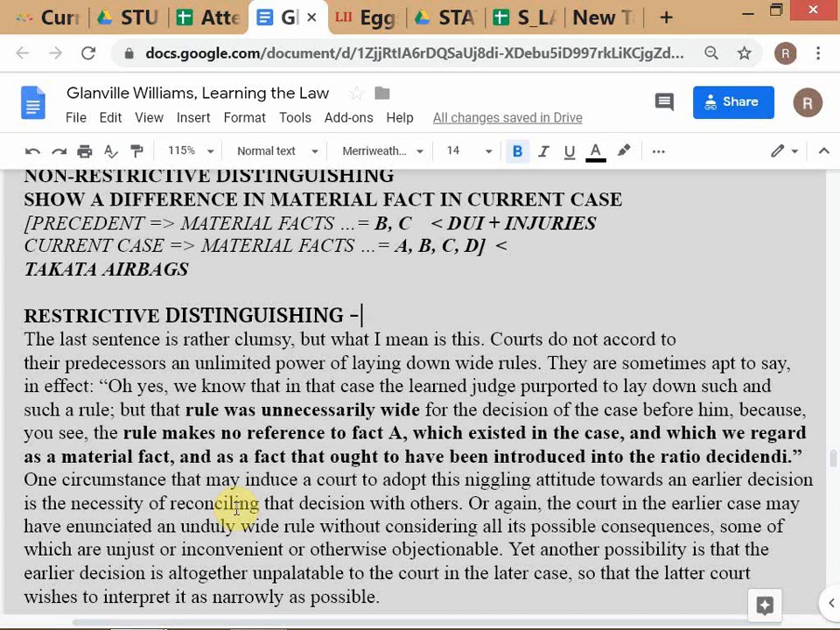In the non-restrictive one, we do not make such an allegation. We don't say that the court failed to notice any material fact. All we are saying is that in my case, there are some other important material facts, like my client wasn't drunk, as was true in the precedent case. My client's car had some mechanical problems, which was not true in the precedent case. So I'm citing some relevant facts from the current case, which are very different from what was happening in the precedent case. Is this clear?